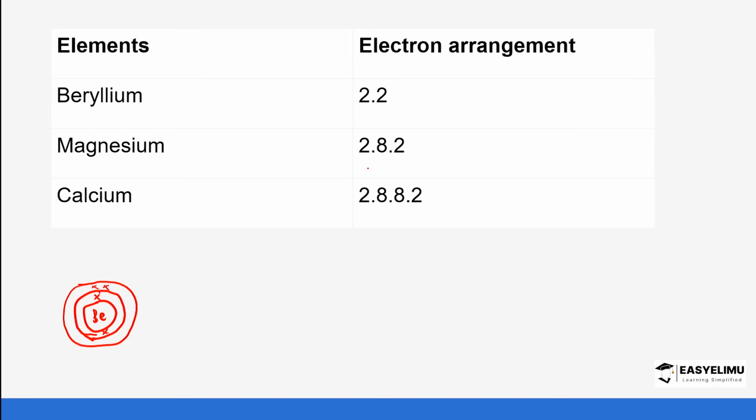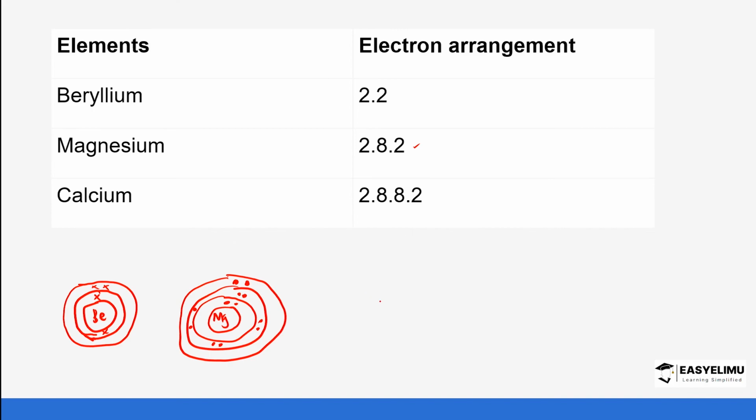Then our magnesium is 2.8.2. So it has 3 energy levels, unlike our beryllium that had only 2. The first shell has 2 electrons, and then the second shell has 8 electrons. In this case, we have used the dots, so you can use them interchangeably, not inside the same atom, but in a different atom altogether. Make sure your circles are neat.